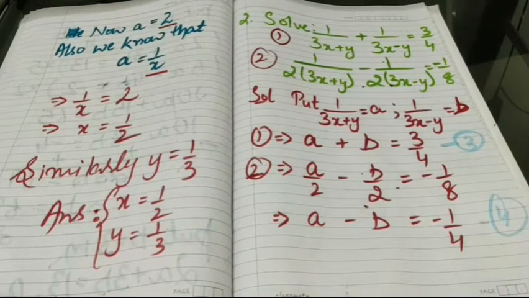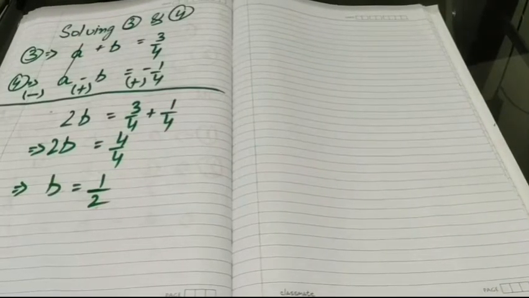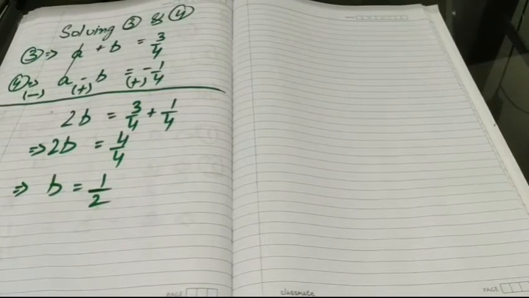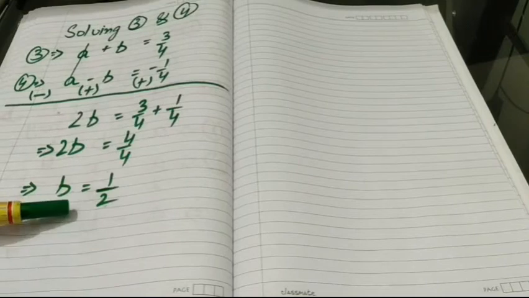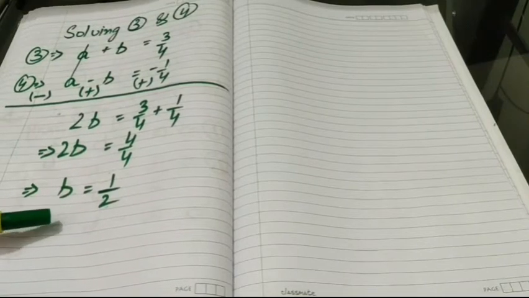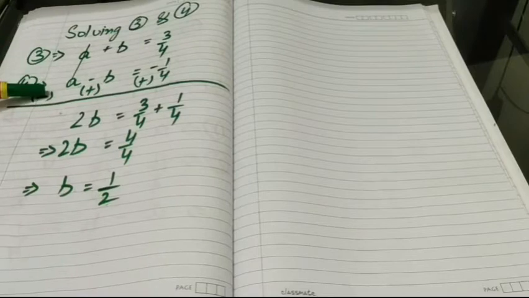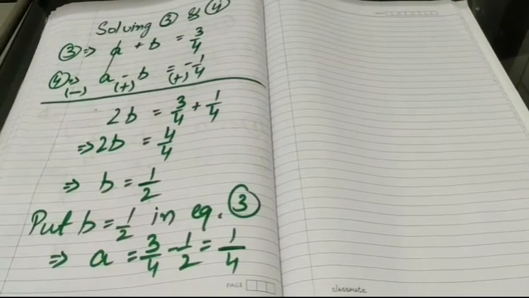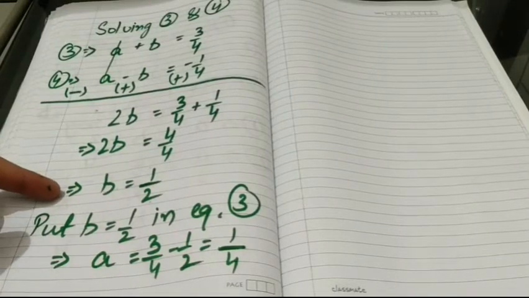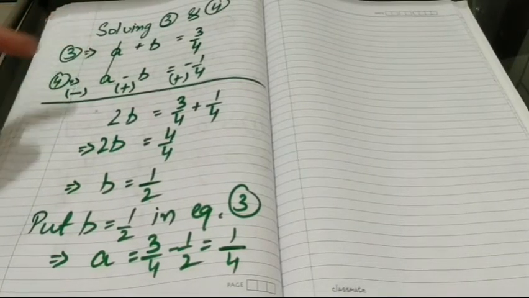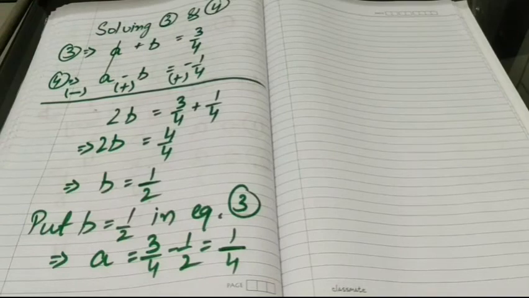Now we can solve equation 3 and equation 4 by any of the methods. Solving equation 3 and 4 by elimination method, we get the value of b equals 1 over 2. b equals 1 over 2 should be put either in equation number 3 or in equation number 4 to find the value of a. Put b equals 1 upon 2 in equation number 3, we get a equals 1 upon 4.